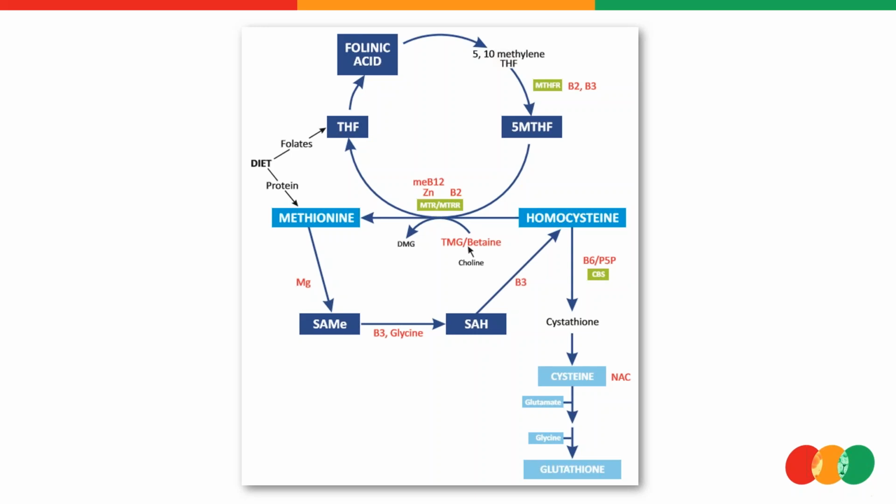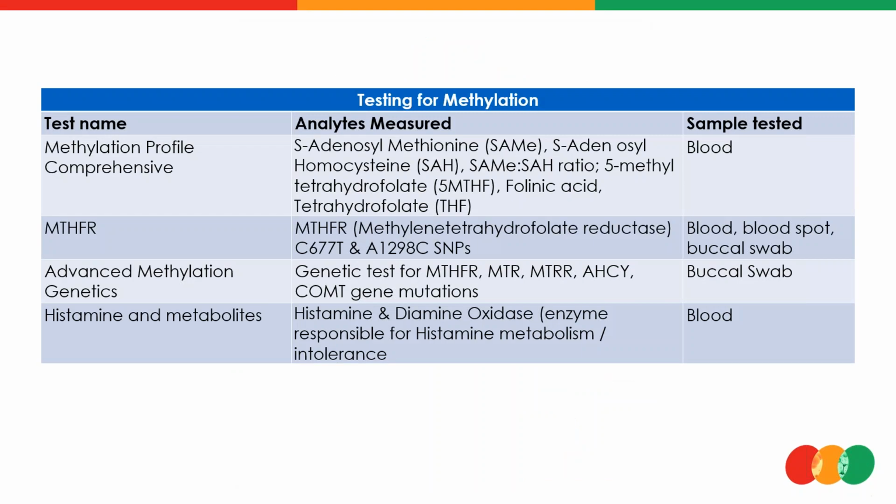So to assess methylation, the most comprehensive test available is identification of methylation pathways, which involves SAMe, identification of SAMe, S-adenosylmethionine, SAH, S-adenosyl homocysteine, 5-methyl tetrahydrofolate, folinic acid, tetrahydrofolate. So this is basically the constructs of nutrients involved in both the folate as well as the SAMe pathway.